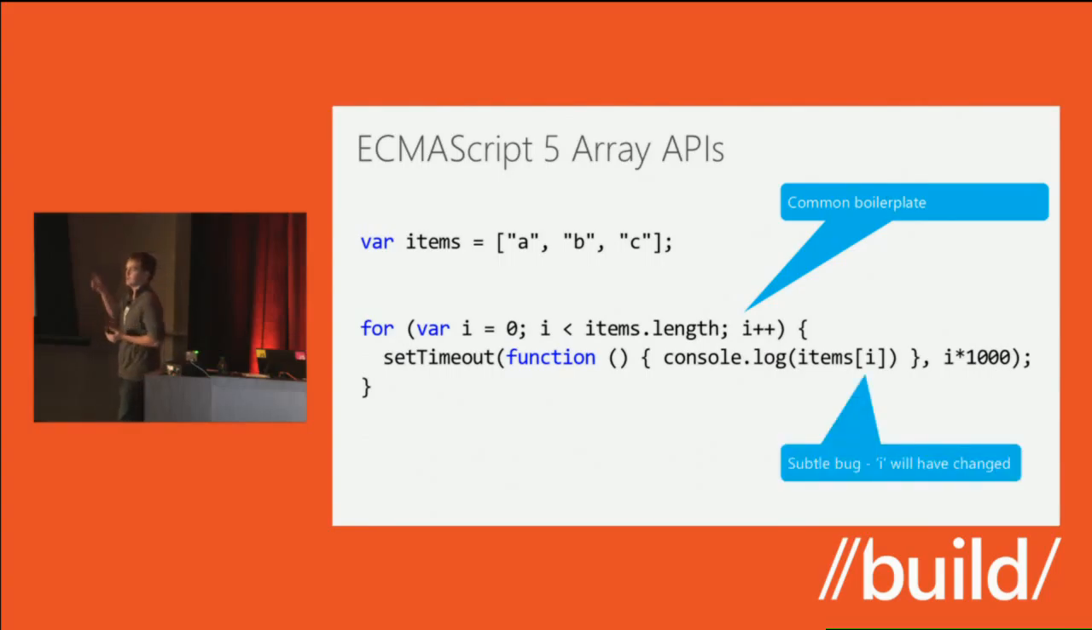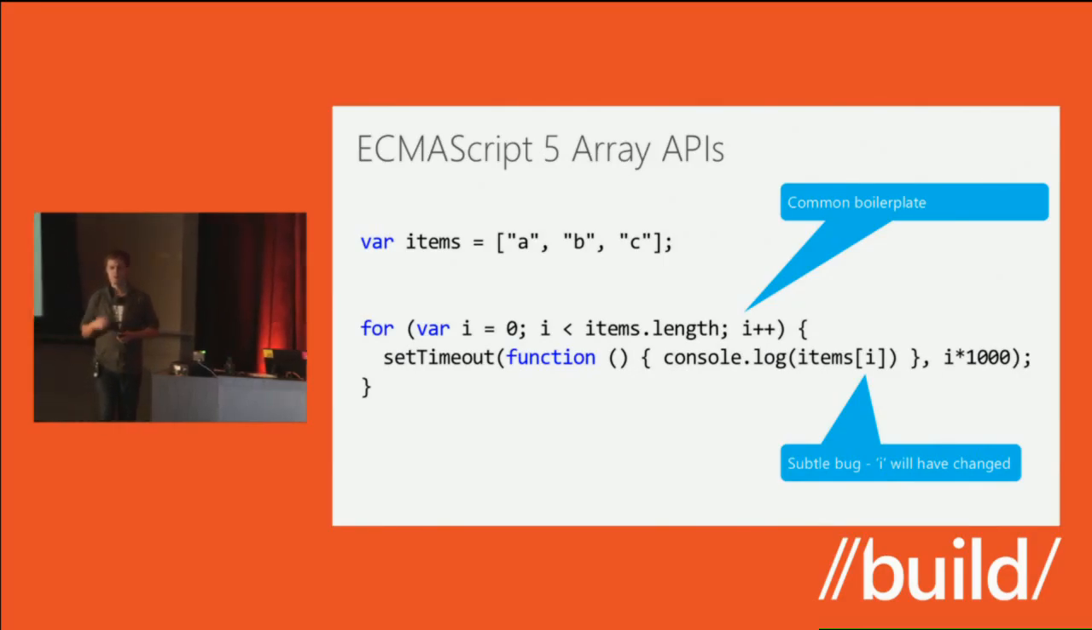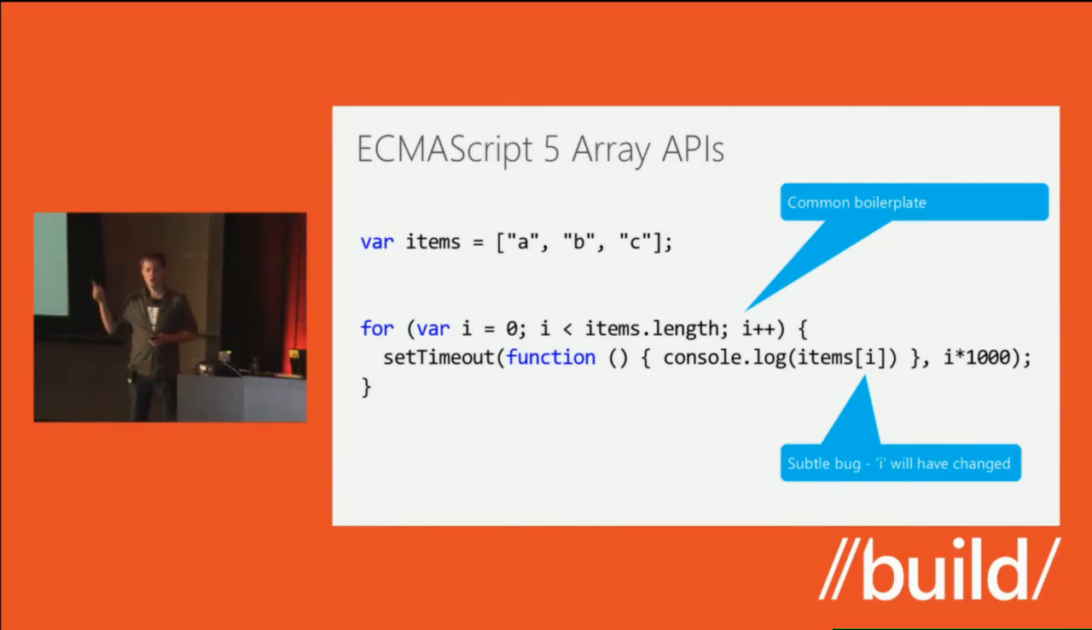So how many people have been hit by the bug that I'm showing here? Or how many people recognize what bug I'm showing here? The bug is that the i I'm referring to here is the loop iteration variable, and so that's actually going to change. I'm calling setTimeout and telling it to wait before it prints this out to the screen.